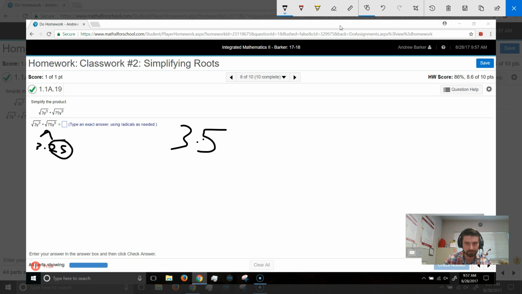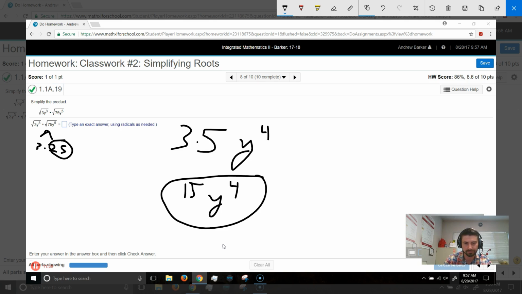Oops, I'm supposed to erase. Small eraser. There we go. 3 times 5, and then this y to the third and y to the fifth, there's 3 y's being multiplied here, and 5 y's being multiplied here. So together there's 8 y's being multiplied, and when you square root it, it just divides in half. So we get y to the fourth. So 15y to the fourth will be our solution for this one.